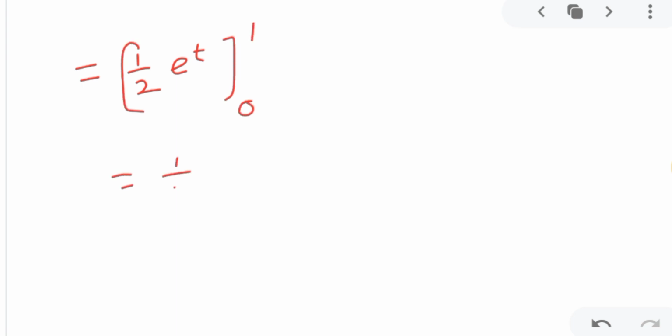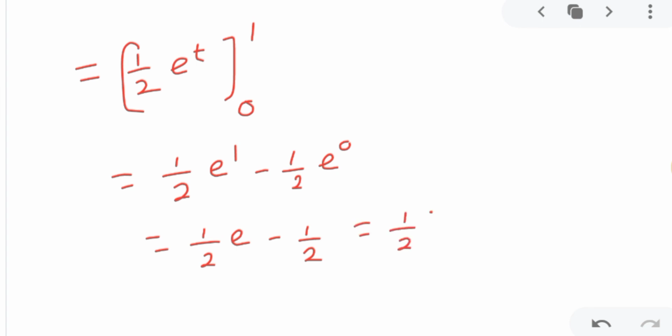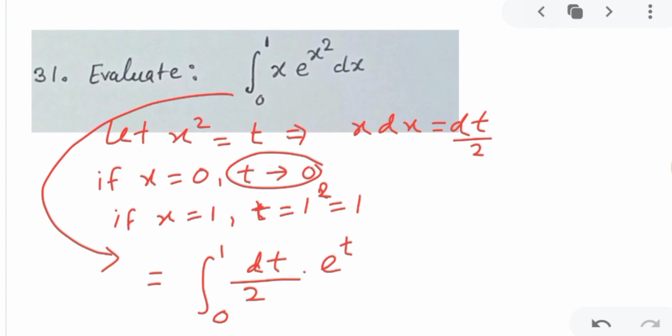So now put half e to the power 1, first you put the upper limit, so t value is 1, minus half e to the power lower limit, which is 0. E to the power 1 means e, and minus half e to the power 0 means 1, since any number to the power 0 is 1. So half you can take as a constant: half into e minus 1, this will be your final answer for this question, correct?